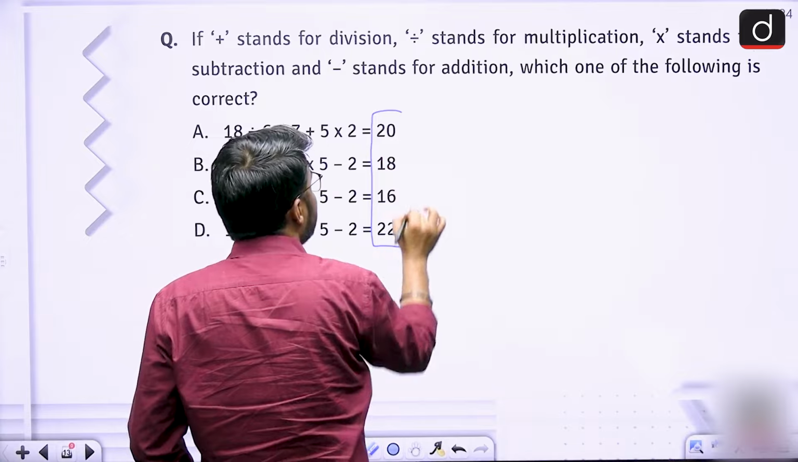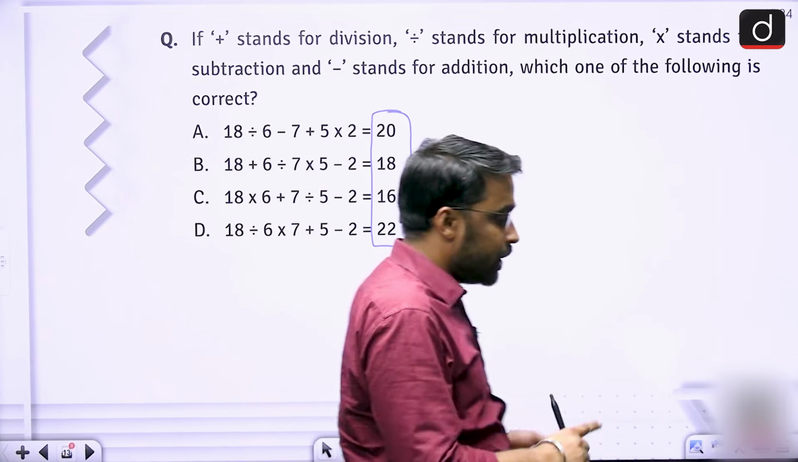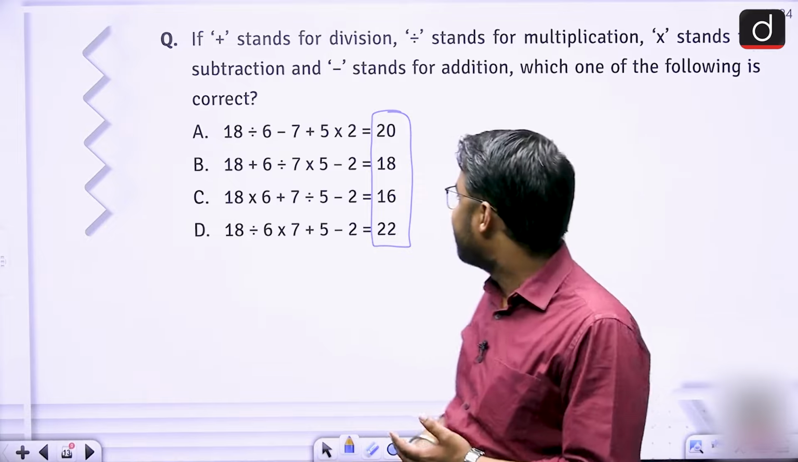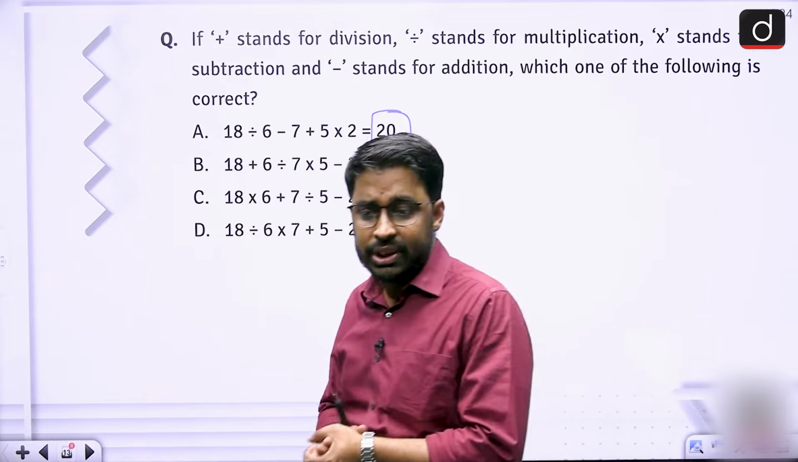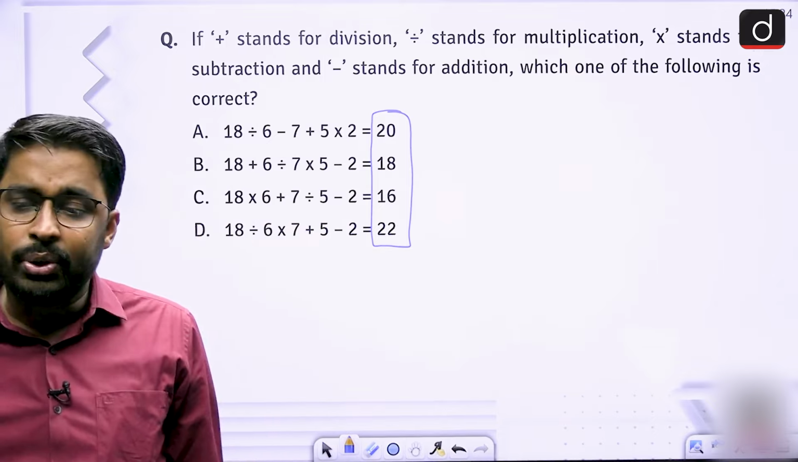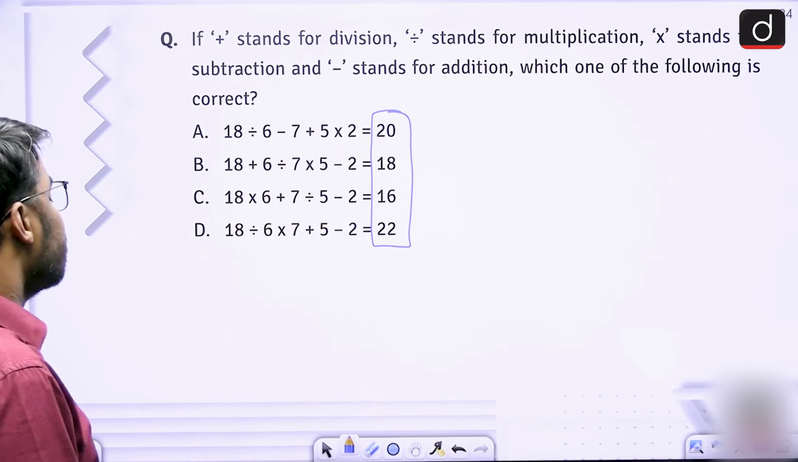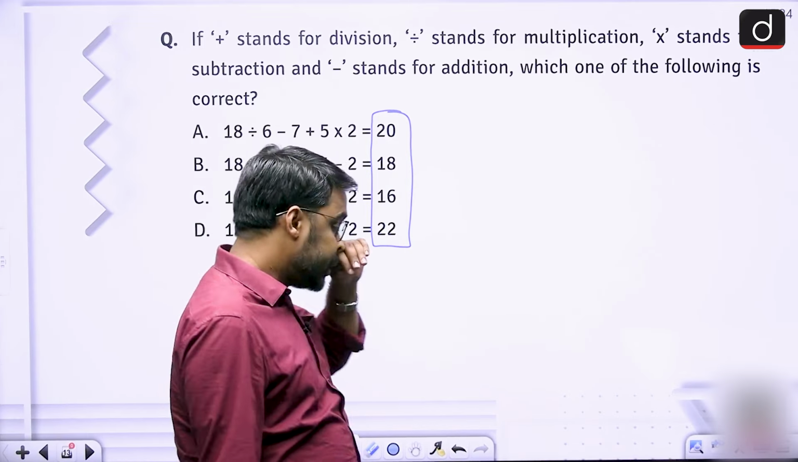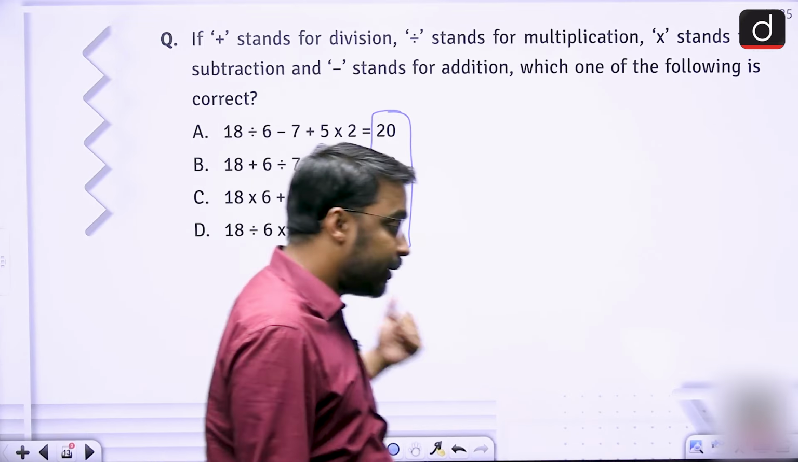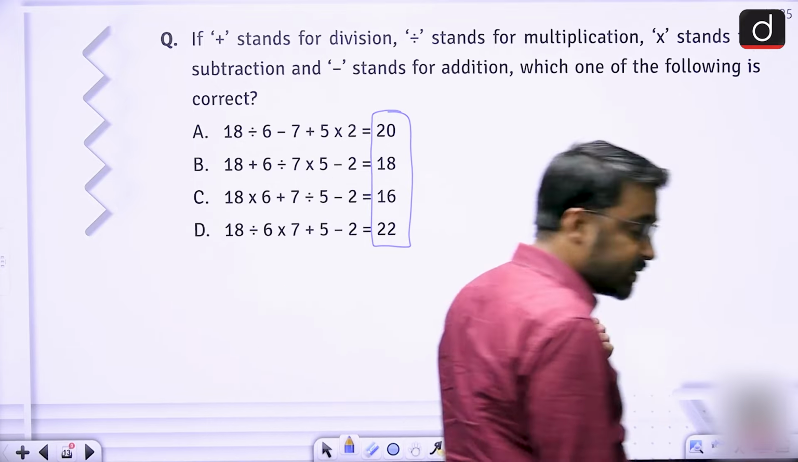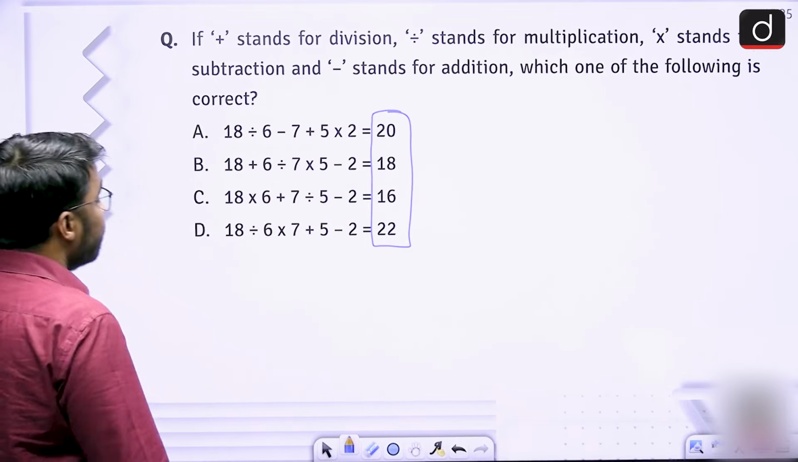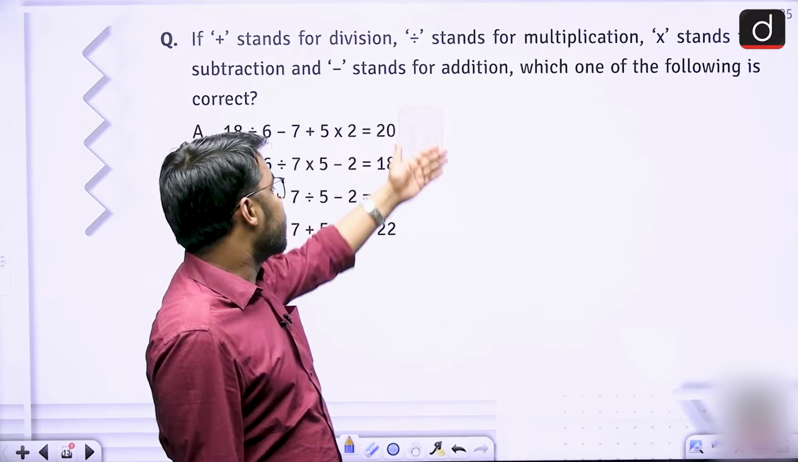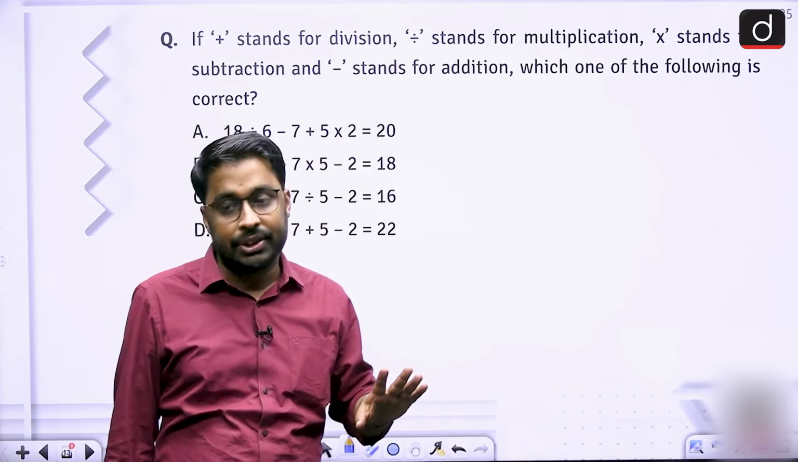I can see that every time I have integer values, like 20 is an integer, 18 is an integer, 16 is an integer, 22 is an integer. So on the right side of equal to, every time I have an integer value. Since on the right side I have integer values, this tells me that on the left side, on dividing two integers, my answer should be an integer.